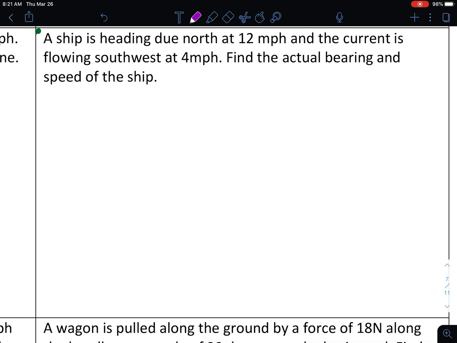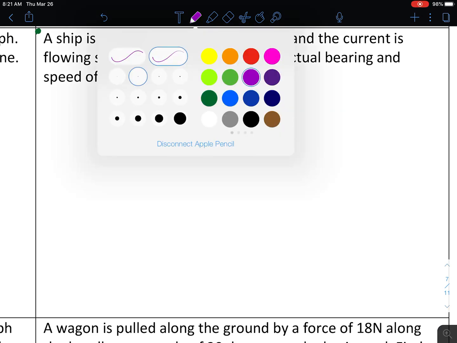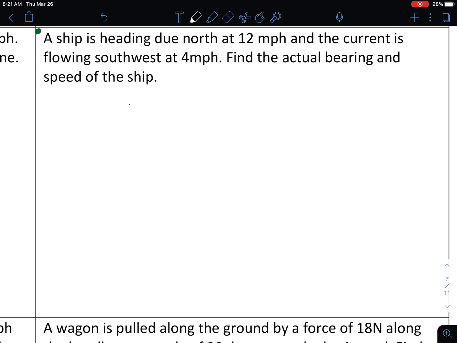All right, let's go look at a different one. A ship is heading due north at 12 miles per hour, and the current is flowing southwest at 4 miles per hour. Find the actual bearing and speed of the ship.